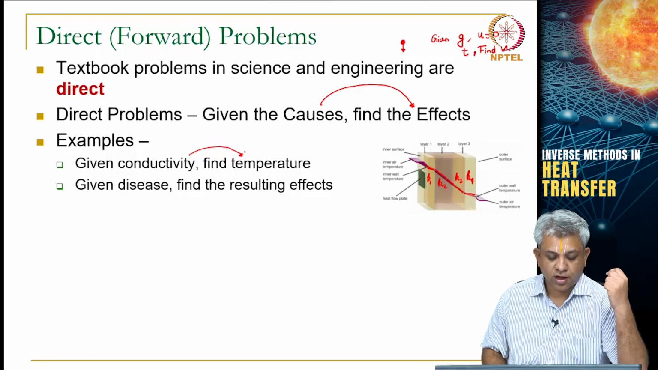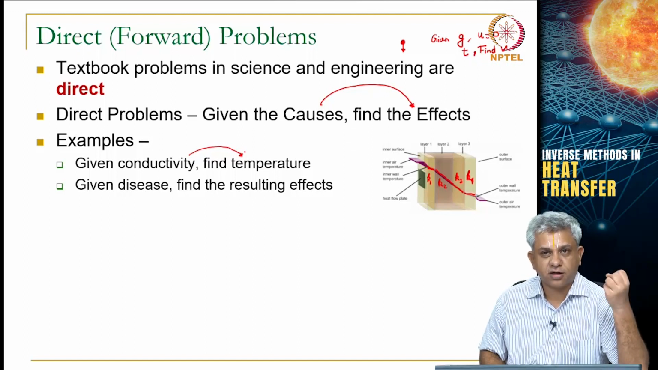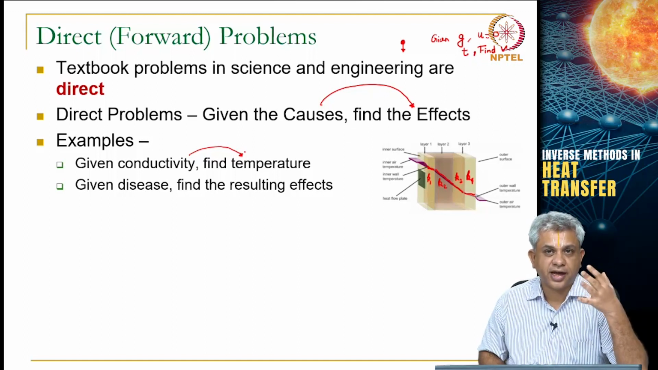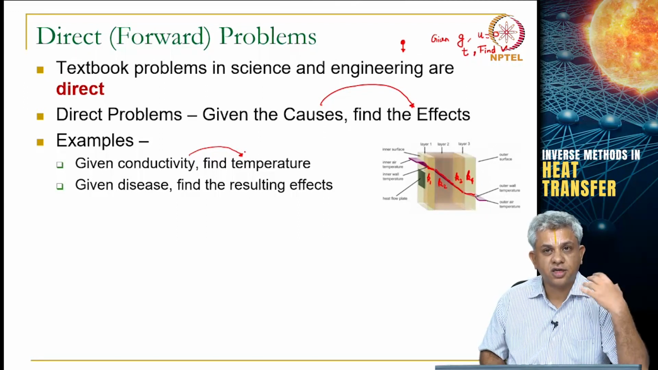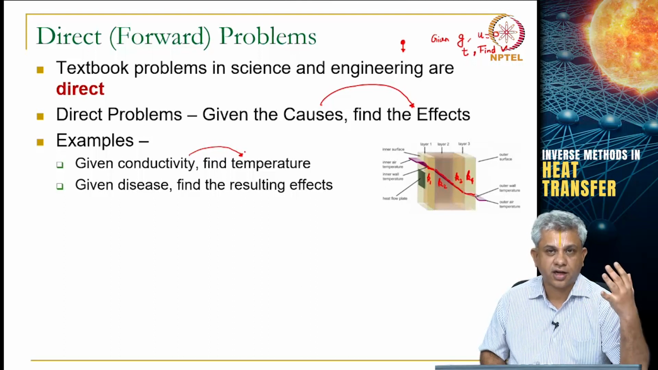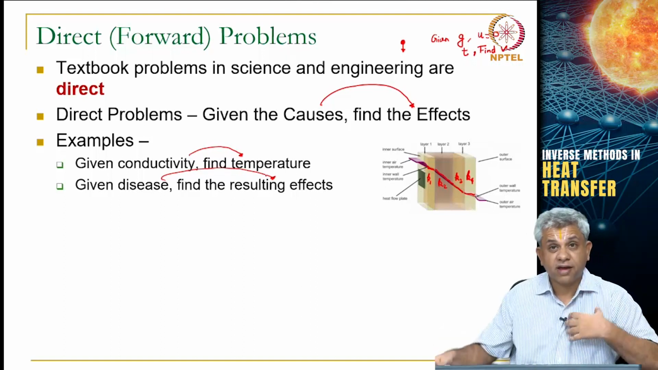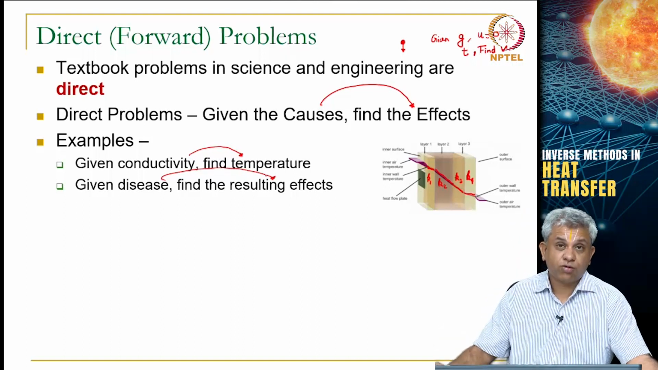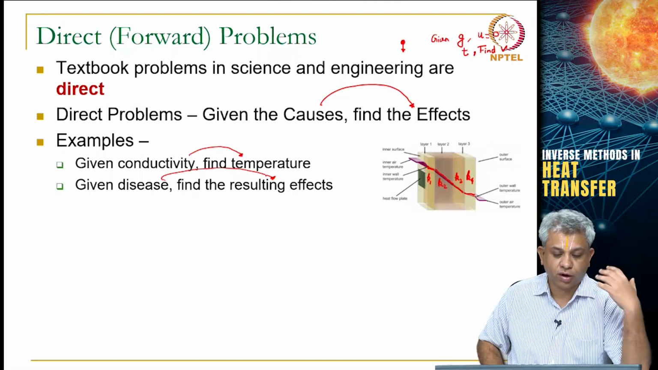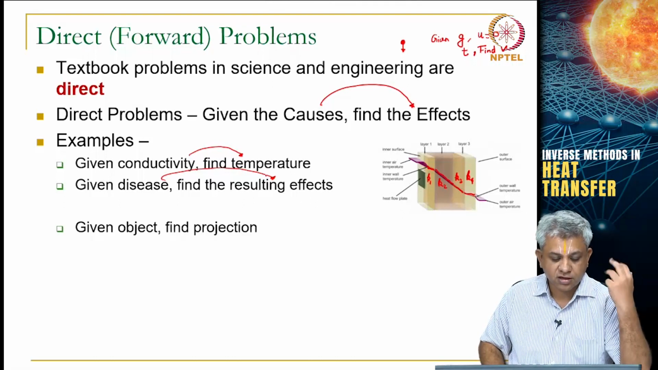Now if we look at the medical domain, let's say you have a trainee doctor, and he would be asked something like: suppose a patient has TB, what would be the resulting symptoms? That person could say something like, there will be weight loss, there will be cough, there will be fever, and so on. So given the disease, find what the effect on the patient's body is. That would be an example of a direct problem, a forward problem. These are typically what are known as analysis problems.